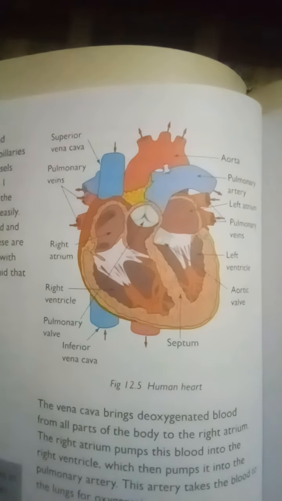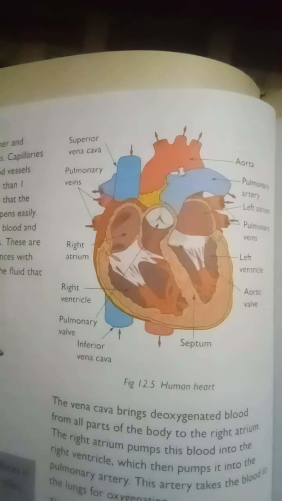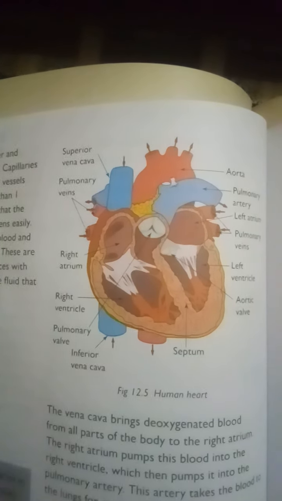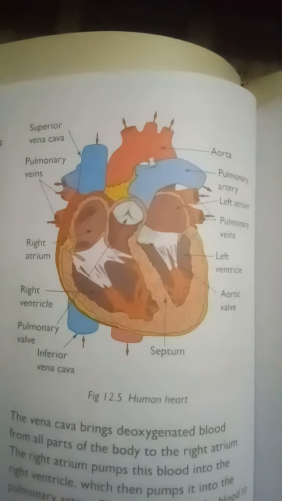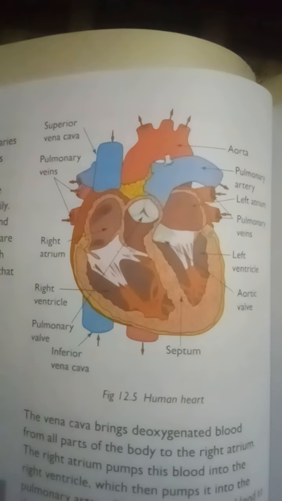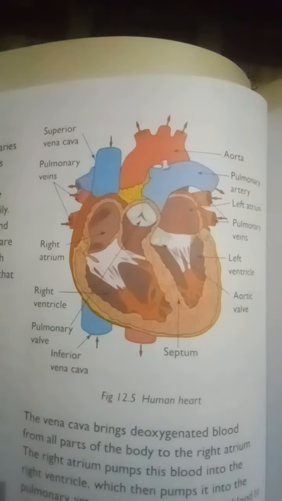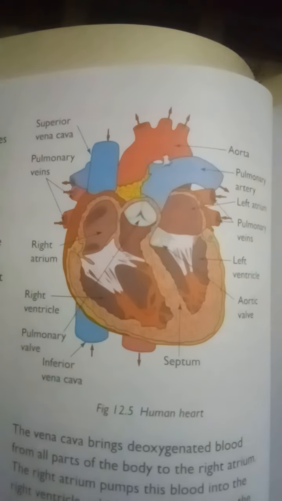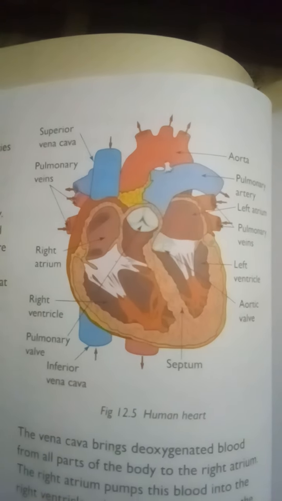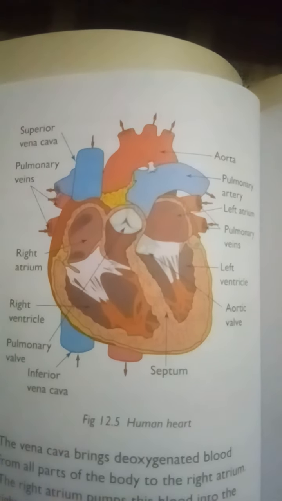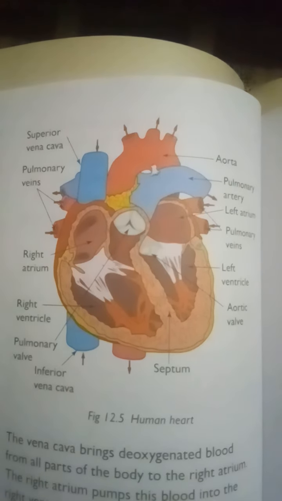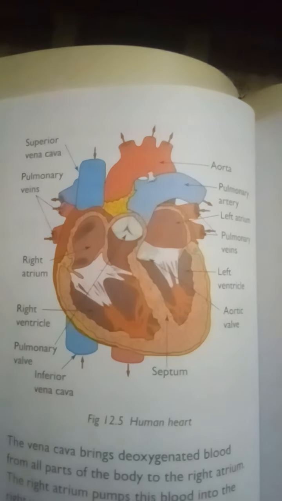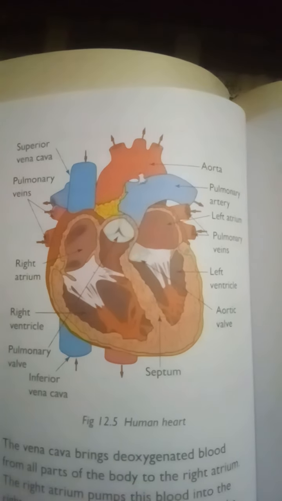Today I am going to discuss the important part of the circulatory system, the heart. Students, have a look at that diagram. This one is the actual diagram of the human heart. The adult human heart has these parts. It is a well labeled diagram. Here the red color of the diagram shows oxygenated blood and the blue color shows deoxygenated blood.